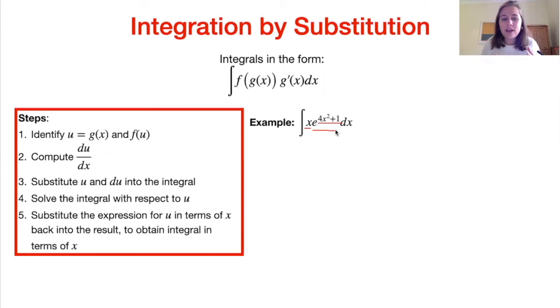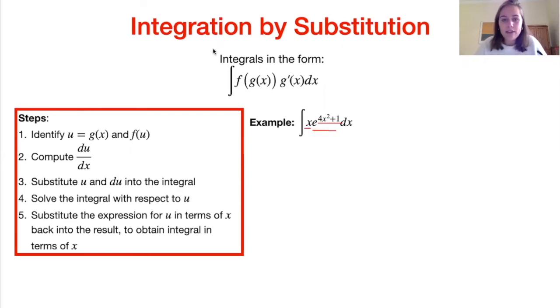So if we were to choose x to be u, then we know du by dx would be equal to 1, i.e. du would be 1, but then if we were to make that substitution, nowhere would we account for the e to the power of 4x squared plus 1. So that's not an option for us, right?